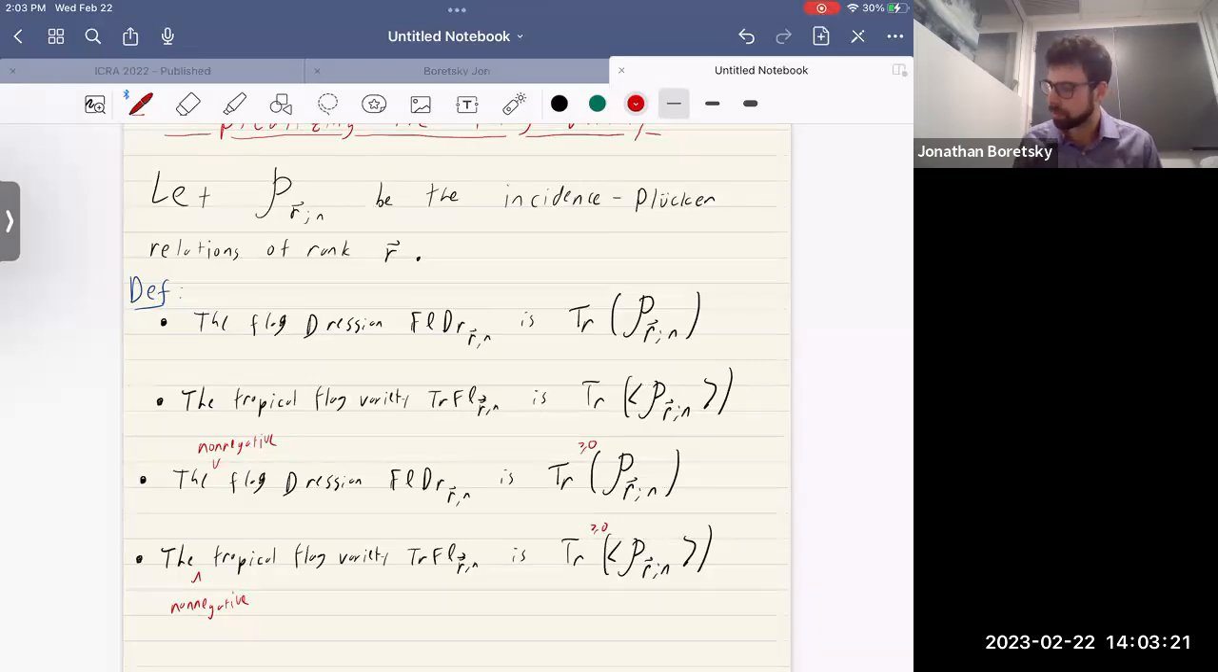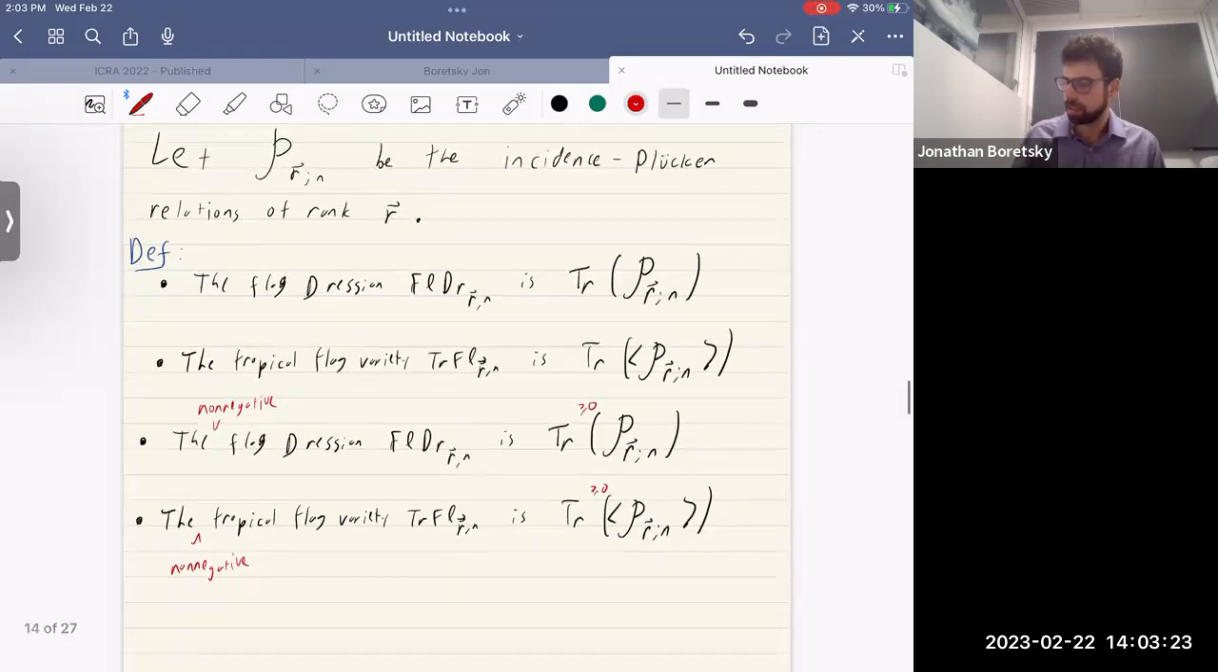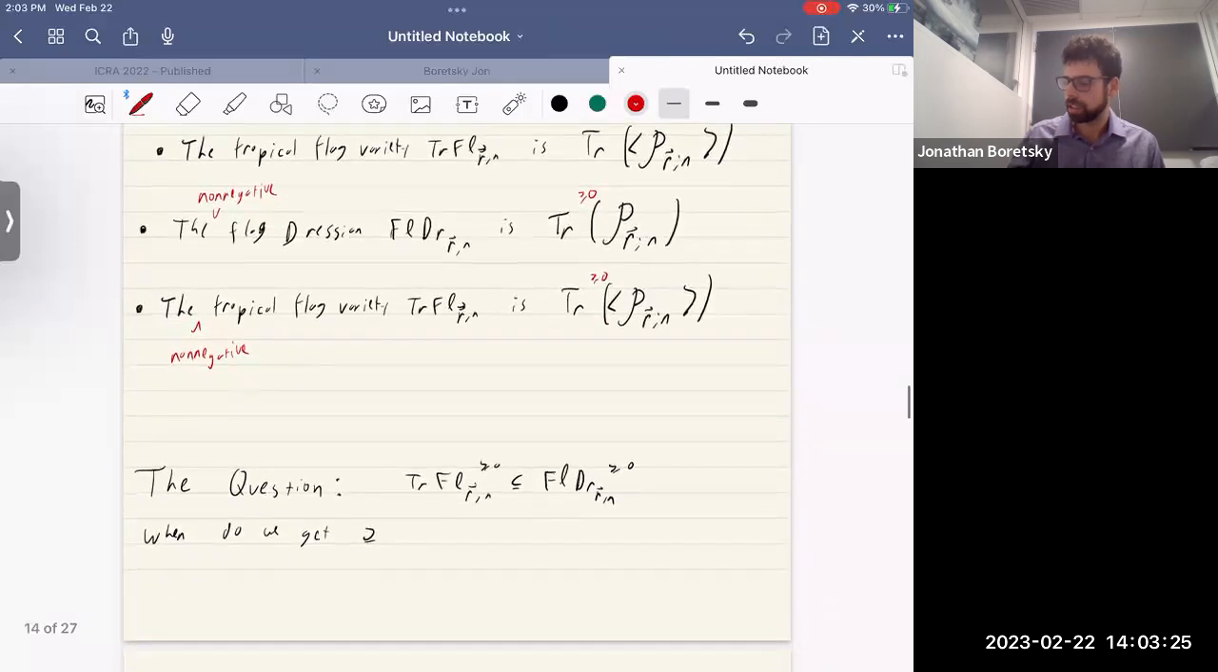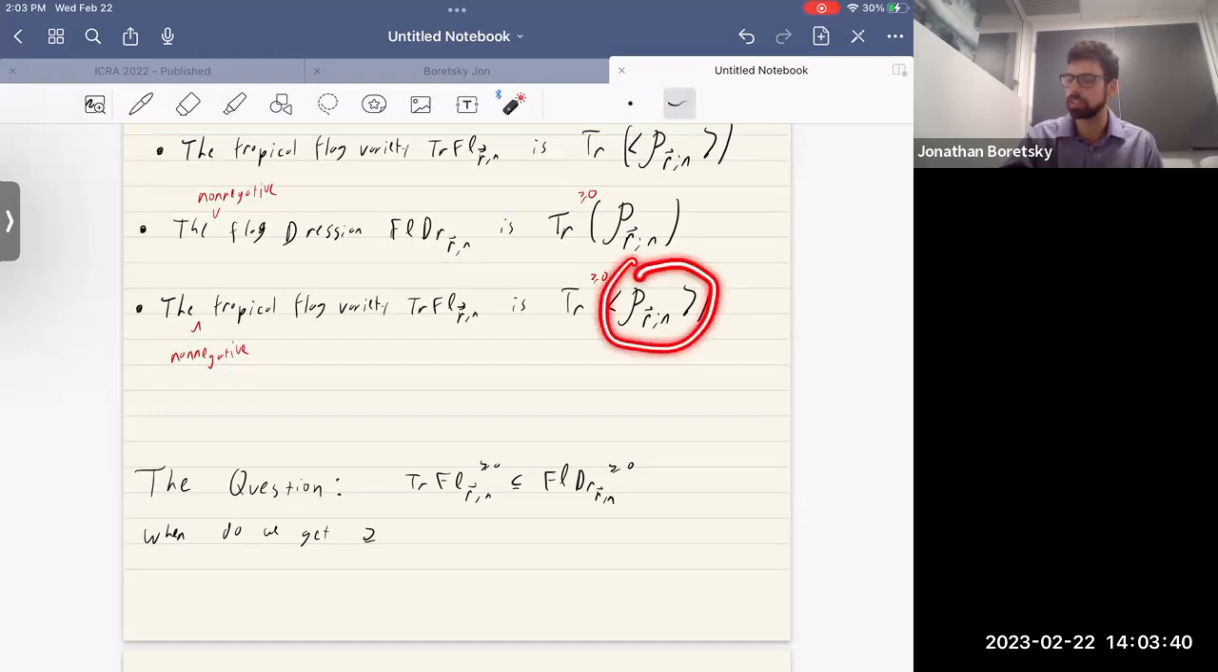So that is what we will do. All right, so here is a similar question to the one I asked a few slides ago. It's clear that the non-negative tropical flag variety is a subset of the flag Dressian, because the flag Dressian looks at the entire ideal instead of just the generators. There's strictly more relations to deal with on the bottom than on the top here. The question is, when do we get the reverse inclusion?